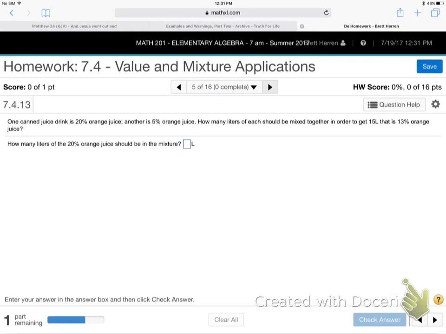Okay, one can of juice drink is 20% OJ, orange juice. Another is 5% orange juice. How many liters of each should be mixed together in order to get 15 liters that is 13% orange juice?